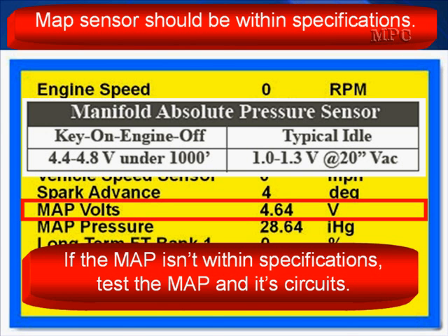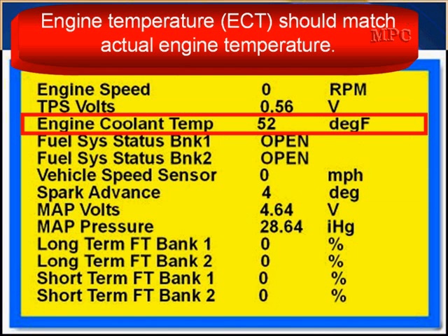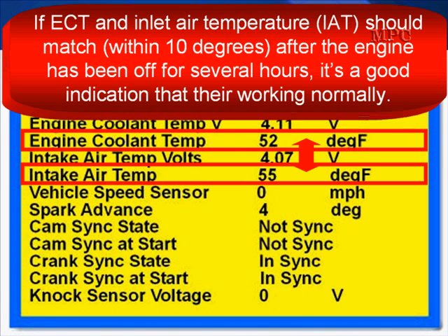MAP sensor should be within spec. If the MAP isn't within spec, test the MAP and its circuit. Engine temperature sensor should match actual engine temperature. The ECT and the IAT, inlet air temperature, should match. They should be within 10 degrees of each other after the engine has been off for several hours.